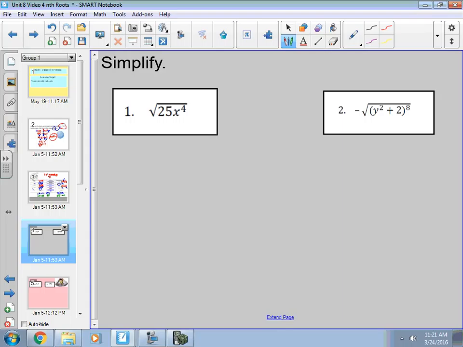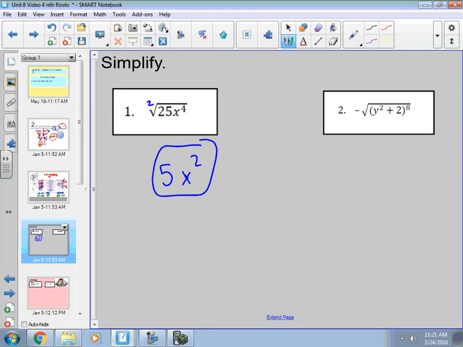Easy. Square root of 25 is 5. Square root of x to the fourth. Remember, we did these before. Square root means there's kind of like a little 2 here, and then you want to divide when there's exponents. 4 divided by 2 means this is going to be 5x squared.